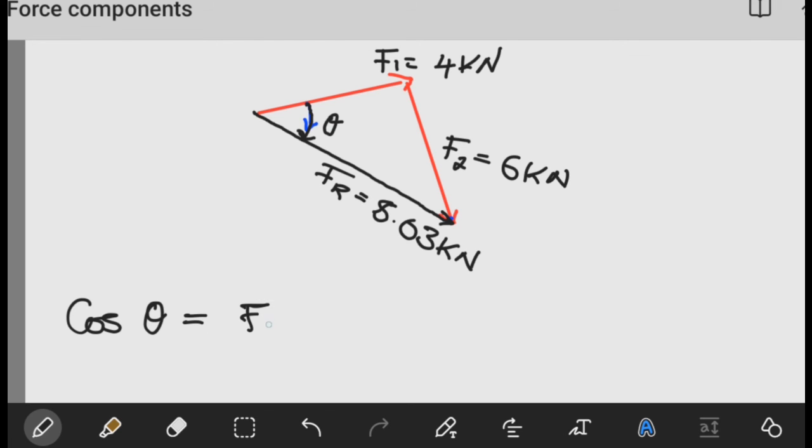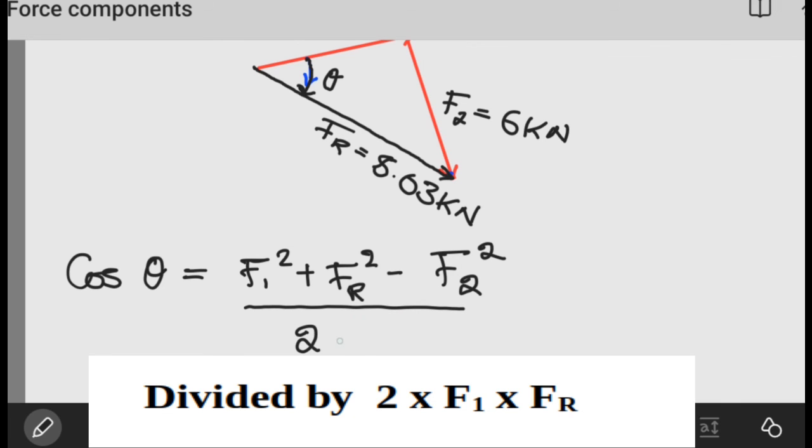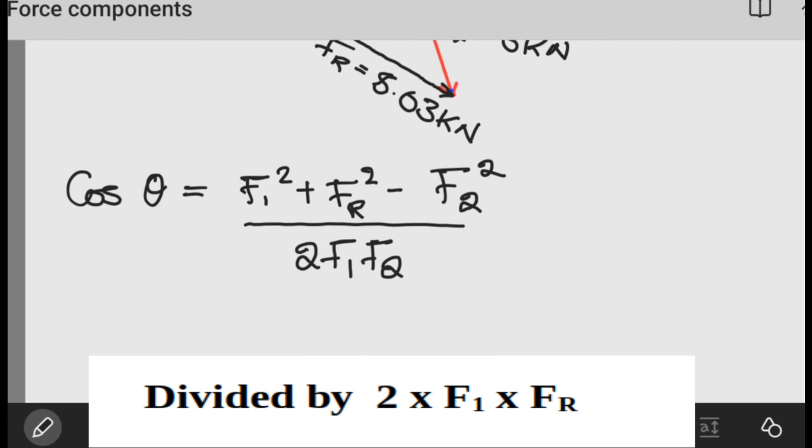So this is F1 squared plus, in this case, it's not F2. The angle is between F1 and the resultant force. So we're going to have F1 squared and our resultant force squared, then minus, this is minus F2 now. I hope you guys know the cosine rule. So minus F2 squared, it's minus the side opposite to the angle, then divided by 2 F1 Fr. So this is from the cosine rule.